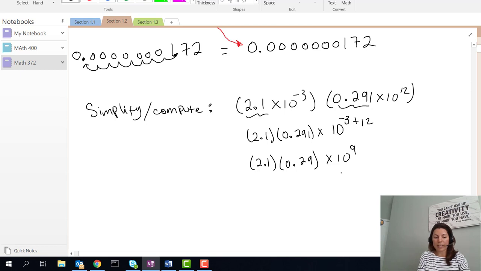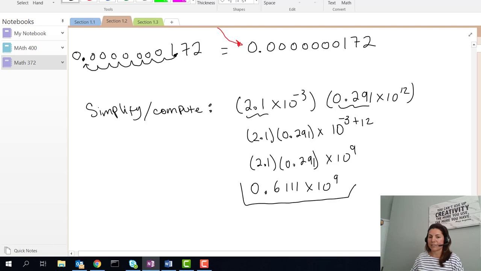And now on your calculator, you're going to do really quickly 2.1 times 0.291, and you end up with 0.6111 times 10 to the ninth. And this will be your final answer. I hope that helps with scientific notation.